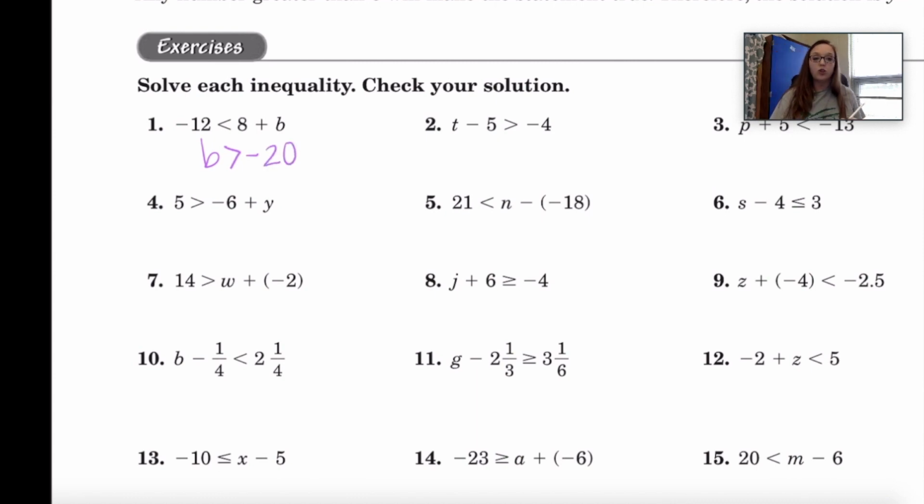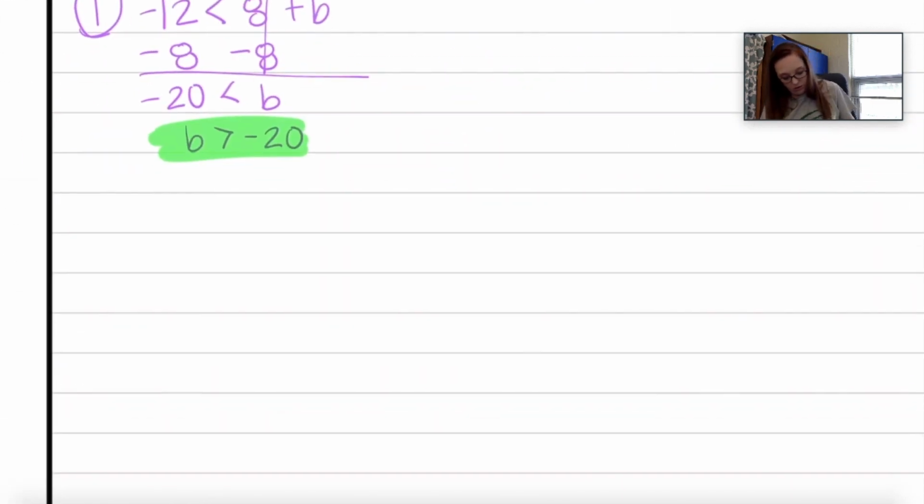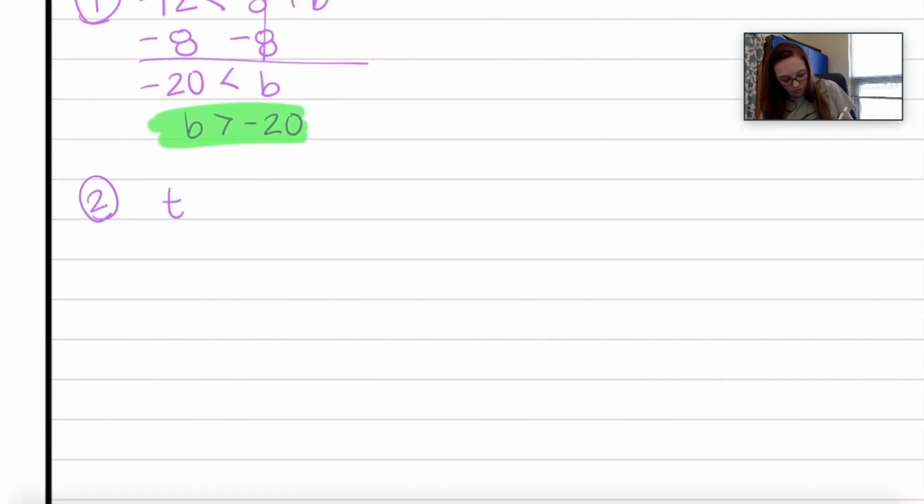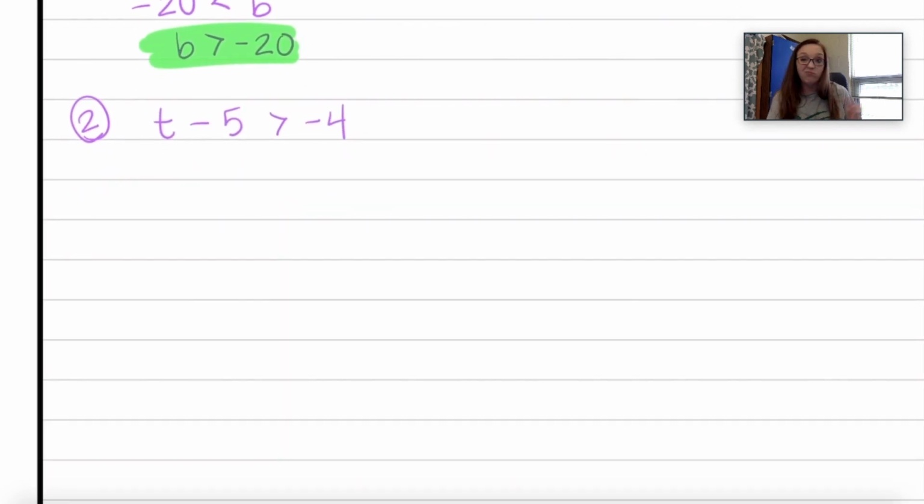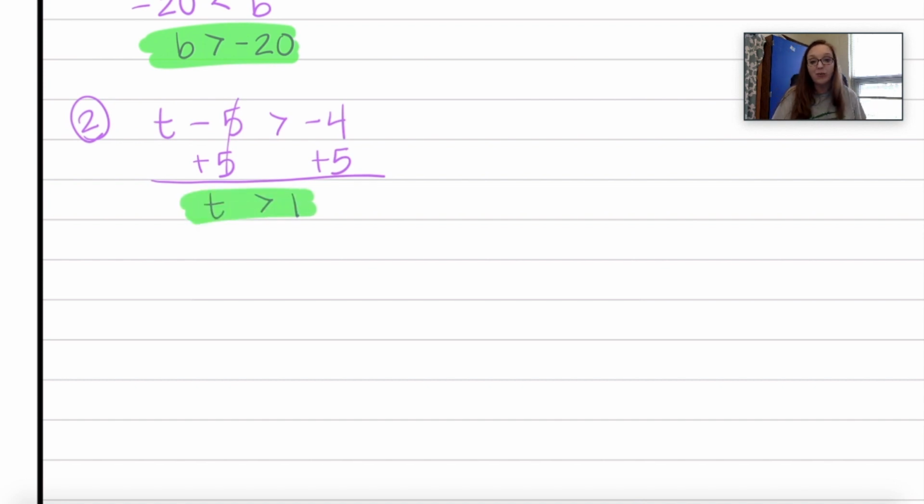Okay, let's do number 2. T minus 5 is greater than negative 4. And notice when I wrote my variable t, I curved the bottom of it. I highly recommend you do that so that your t's don't look like plus signs. Okay, so just like an equation, we're going to add 5 on both sides. And that gives us t is greater than 1. Since my variable is on the left, we'll leave it there. Final answer, t greater than 1.